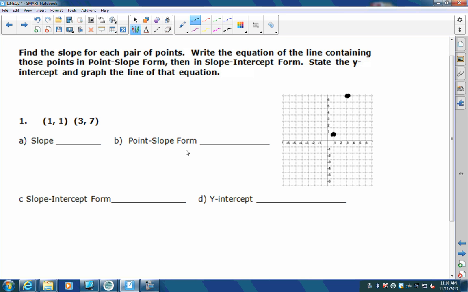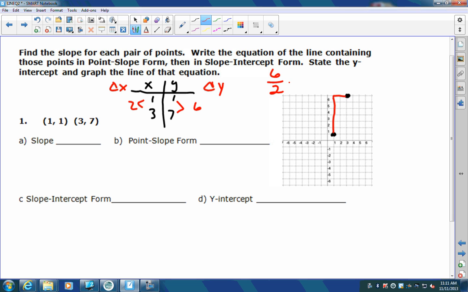Okay? Now, to find the slope, I can do this a couple of ways. One, I could build a table and put 1, 1 and 3, 7 in there. Remember my x and my y. The change in y is 6. The change in x is 2. From this point, I'm up 6 and over 2. Up 6 and over 2 reduces to 3. There's my slope.